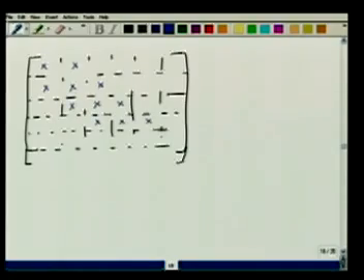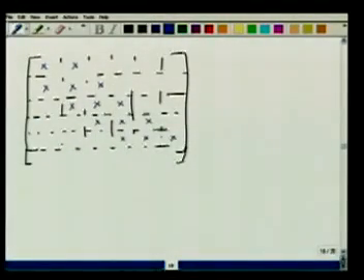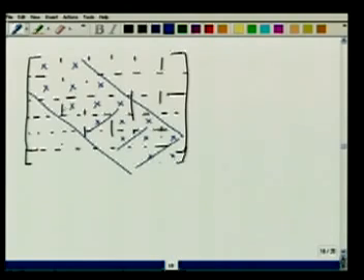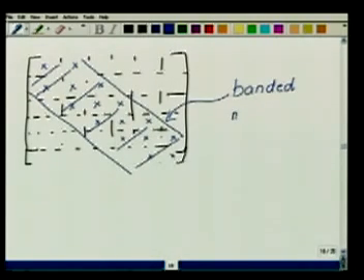For the fifth one, you will have the fourth, fifth, and the sixth. And for the sixth one, you will have the fifth and the sixth. So you see that this is a matrix, if you look at it, which has non-zero entries in only this small band. So this is called a banded matrix.